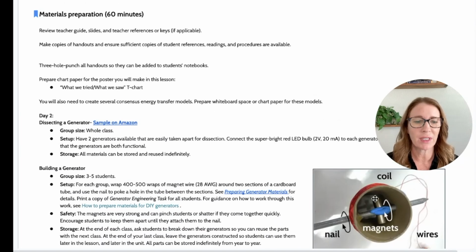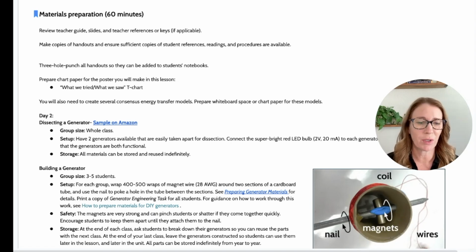So right here, you can see this is what the handmade generator looks like. It has coils wrapped around a cardboard tube. There are some neodymium magnets inside, which I'll talk more about in a second. But as they spin, it transfers the energy from the changing magnetic fields to these coils that are wrapped around the cardboard tube. So when you spin this nail, the magnets are going to spin.